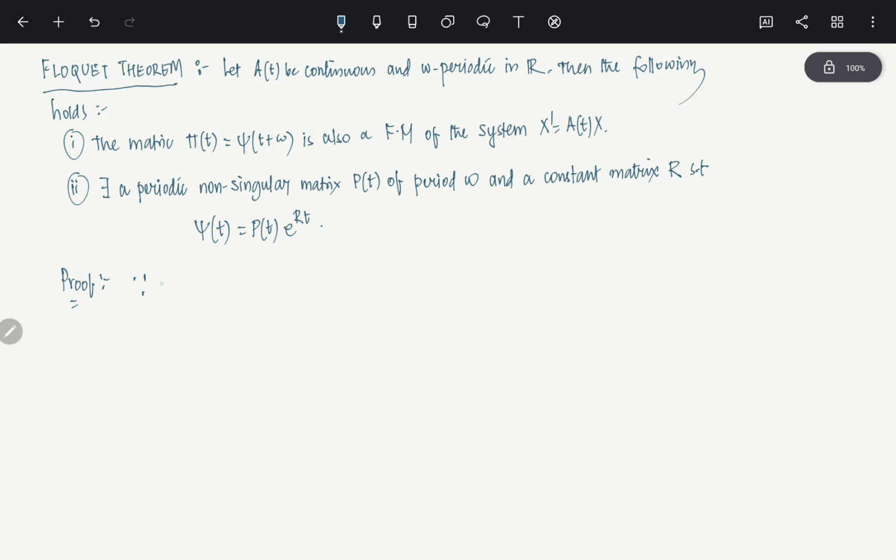Since phi of t is a fundamental matrix of the differential equation x prime equals A(t) times x, that's what we are assuming, that will imply that phi prime of t will satisfy the matrix differential equation. You remember that, right? So phi prime of t will look like A(t) times phi of t. Please remember this is a matrix differential equation, not your usual one.